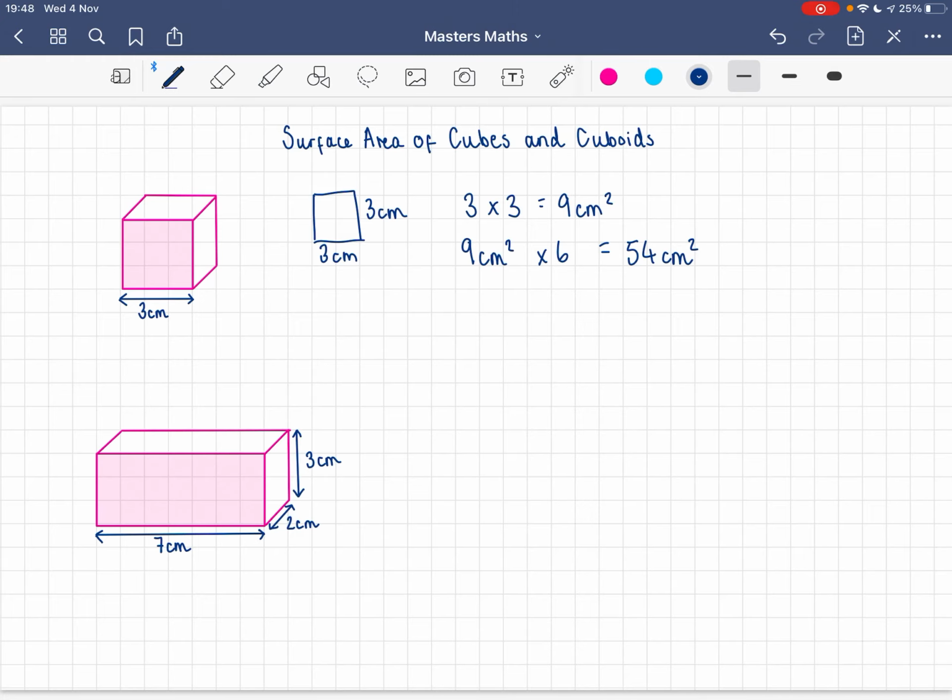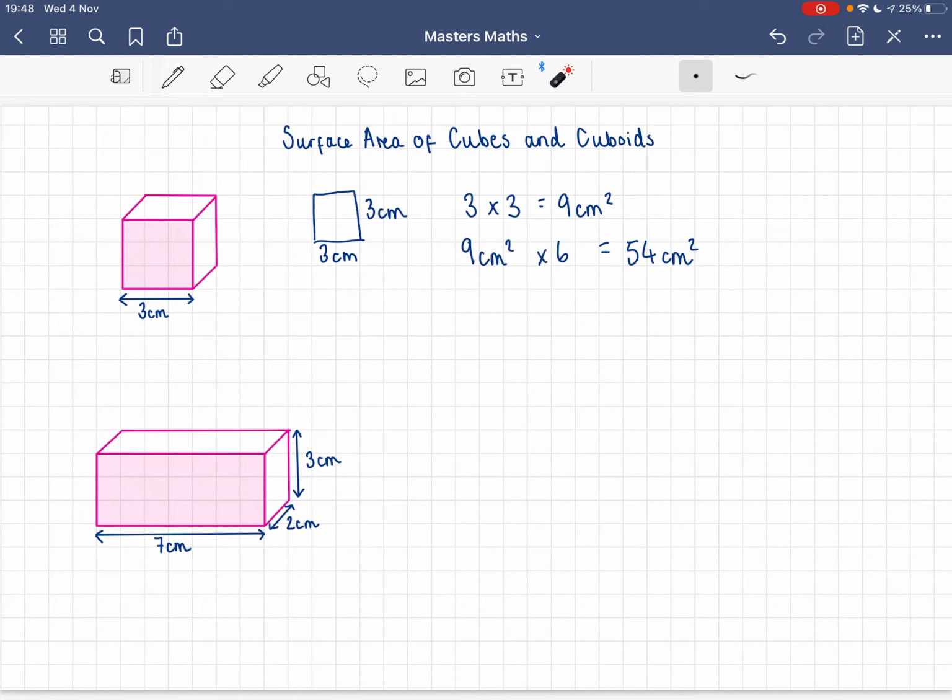It's nice and easy because it is a cube and all of the sides are the same. It gets a little bit trickier, or you just need to work through it a little bit more logically, if you are looking at a cuboid. Not all of your dimensions are the same. You can see all 3 of the dimensions we've been given are different. So we need to think about what shapes we can see, which ones might be the same size, so we can group them up to make it a little bit easier to calculate.